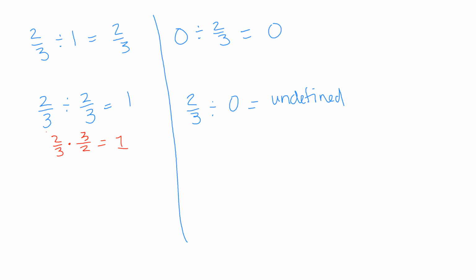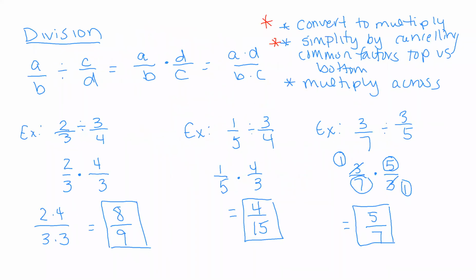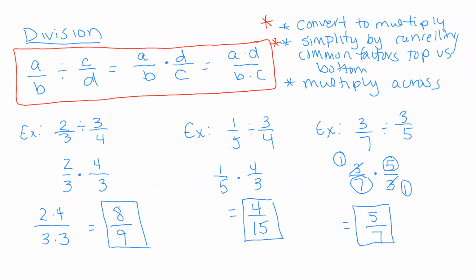All right, so quick recap. We now know what a reciprocal is. It's just a fraction turned upside down. Again, that's not a formal technical definition, but it gets the gist across for right now. The product of a number and its reciprocal is just 1. And technically, that's the multiplicative inverse property. To divide fractions, we first convert to multiplication. And the way we convert to multiplication is right here. You keep the first fraction the same, and then you multiply by the reciprocal of the second fraction. And from that point, you simplify, and then you multiply across.